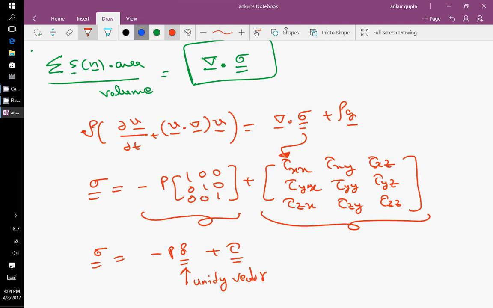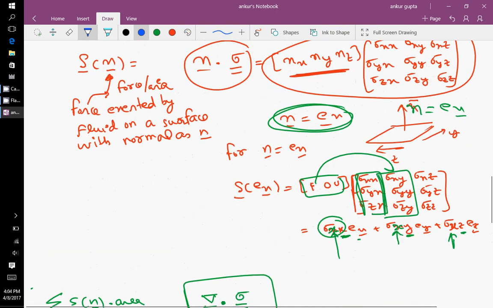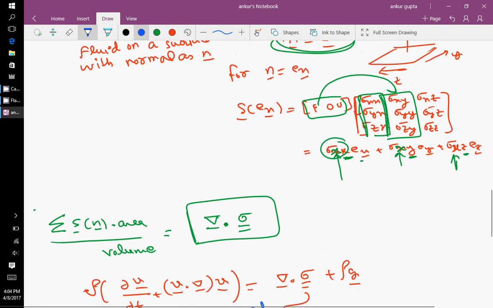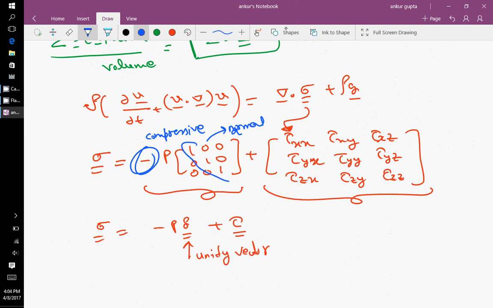And we discussed in class that this is negative because of compressive, and you only have diagonal elements here because the pressure force is always normal. So in the pressure component of the force, the surface normal direction and the direction of force will always be the same. So you cannot have something like sigma xy, where the direction of normal to the surface is different from the direction of the force. You always have pressure acting normally, so you have only the diagonal part of this as non-zero. And then you have all the 9 components in the shear stress part.